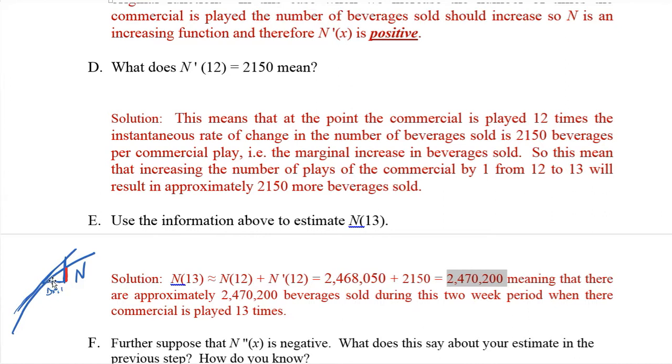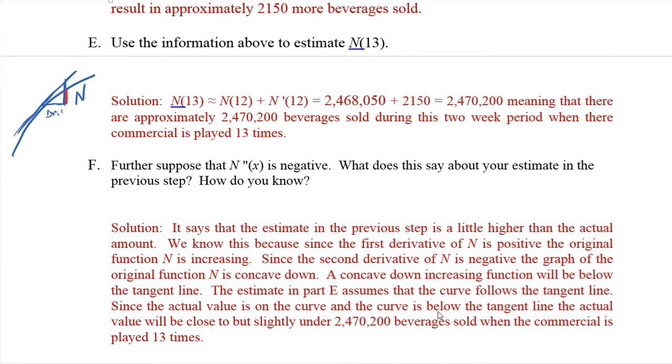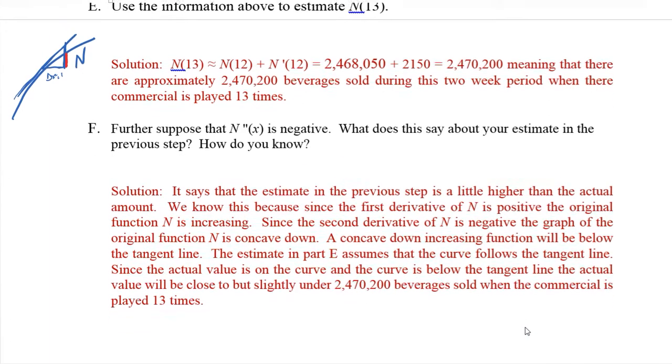Now, if this function was linear to begin with, then this estimate would be right on. But since it's concave down, this estimate's a little high. If it was increasing and concave down, this is too high. Increasing and concave up, then it'd be the other way around. So the actual value is close to this number, but a little bit less.